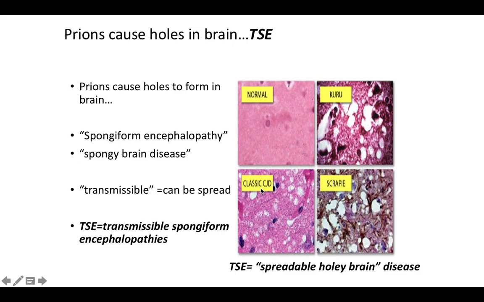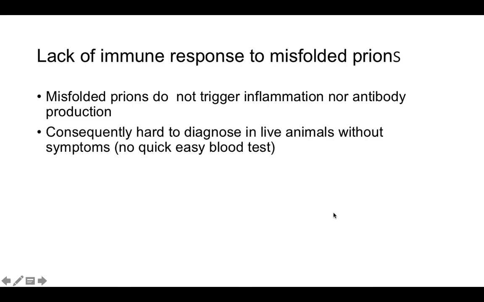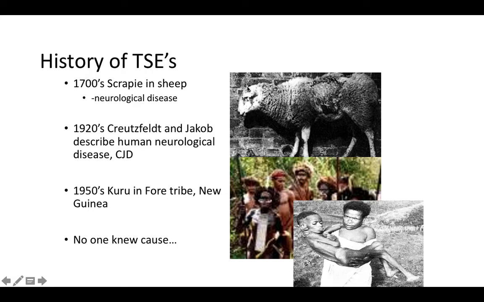And this is the prion disease of goats and sheep, scrapie. And again, these massive holes in here, just horrible. Okay, and so there's a lack of immune response, so there's not a quick and easy blood test, which we really need. And again, folks, the history: the earliest record of a prion disease, at the time they didn't know it was a prion disease, but in the 1700s, scrapie in Britain, in sheep and goats.